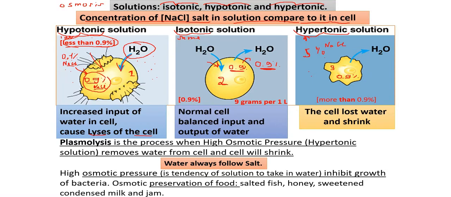So in this case, water will follow the salt. Water will move from the area of low concentration of the salt to the area of high concentration of the salt, away from the cell. And what is happening with the size of the cell? It will shrink. The cell will lose water, it will shrink, and it will be damaged because of that.